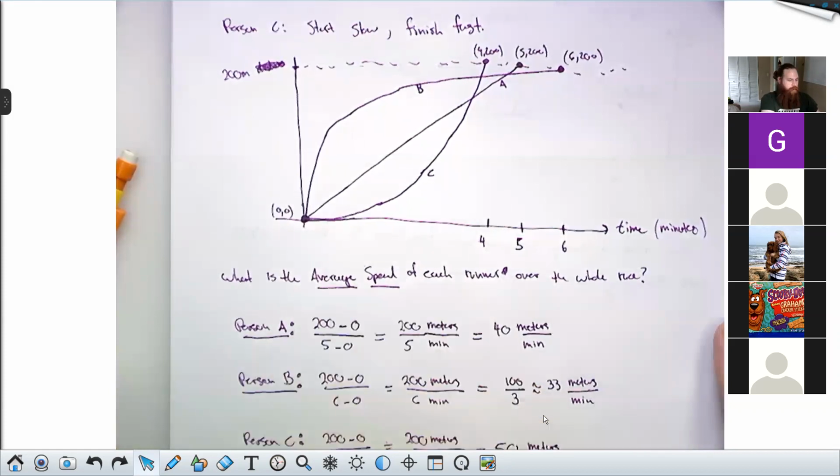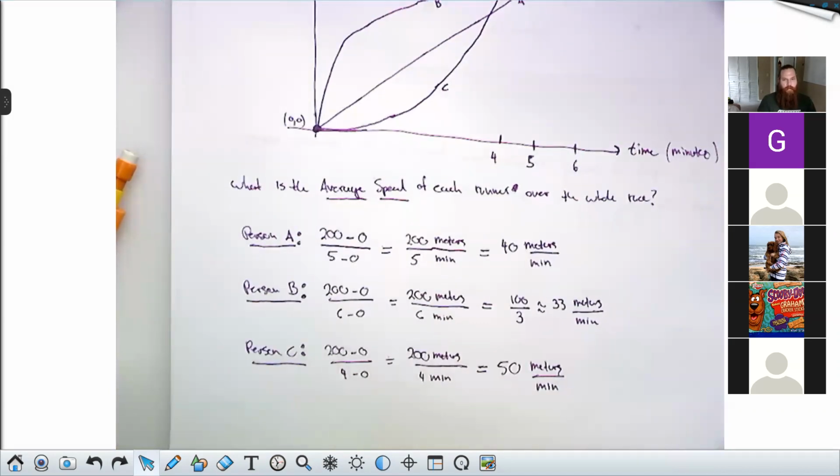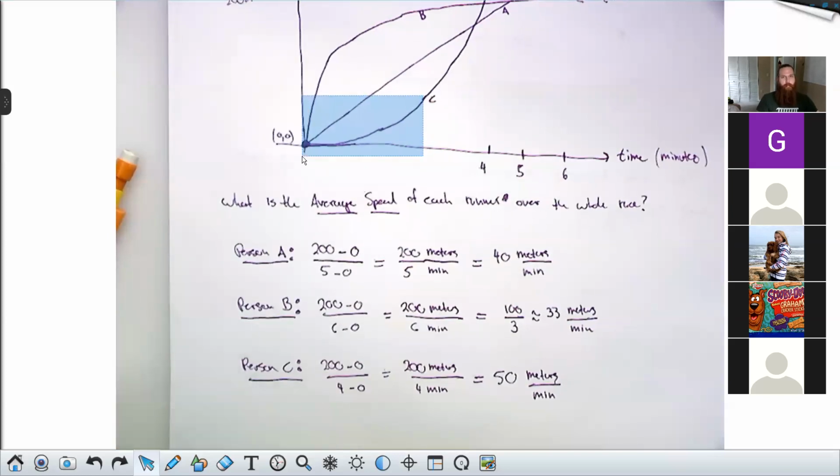And you see that the person who won the race had the highest average speed. Oops, sorry, it's that last calculation here. The person who won the race had the highest average speed. He didn't always have the highest speed. Down here, he was going much slower than both persons A and B. There was a moment here where he was going about the same speed as person A, and then he sped way up.